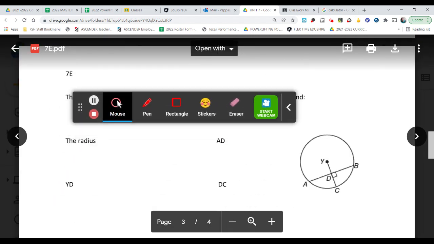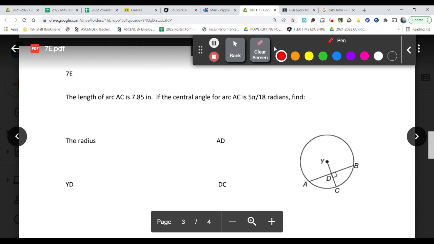So let's get started here. Can everybody see? Yeah, we should be good. All right, so we're starting with arc AC, which is sort of right down there. And the length of it is 7.85 inches. All right, 7.85 inches is the length of that arc.